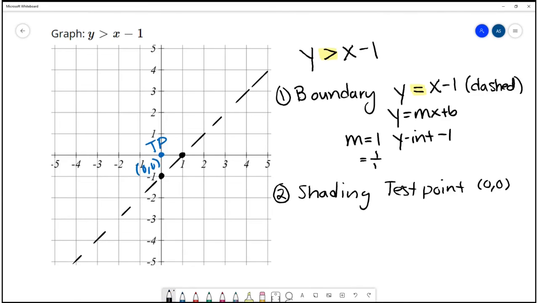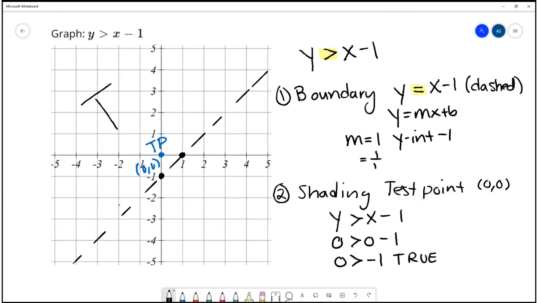And we're going to substitute that into the original inequality y is greater than x minus 1. We have 0 is greater than 0 minus 1. 0 minus 1 simplifies to negative 1. And we have the statement 0 is greater than negative 1. That statement is true. And that tells me that this side that has the test point is the true side, and the other side is the false side. We always want to shade the true side. So we're going to shade above that boundary line.